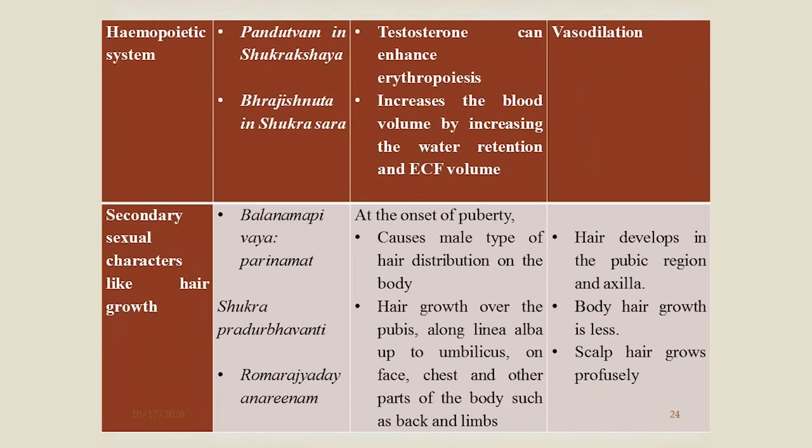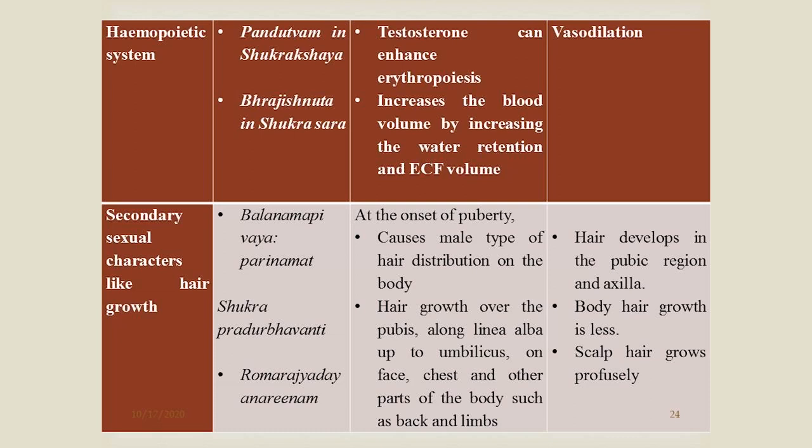In the hemopoietic system, it is said that Shukra Kshaya will result in Pandutvam. It is explained in Sushruta Samhita Sutrasthana. Prajushnuda can be seen in the Shukrasara. Prajushnuda means radiant appearance. Pandutva means pale. So if you have good quantity of Shukra, you will have a radiant appearance, and if you lack Shukra Dhatu, you will have paleness. Even the testosterone can enhance erythropoiesis and increase the blood volume by increasing water retention and ECF volume. So whenever erythropoiesis is more, Pandutvam will be decreased. Even the estrogen has a role in the hemopoietic system; estrogen can cause vasodilation.